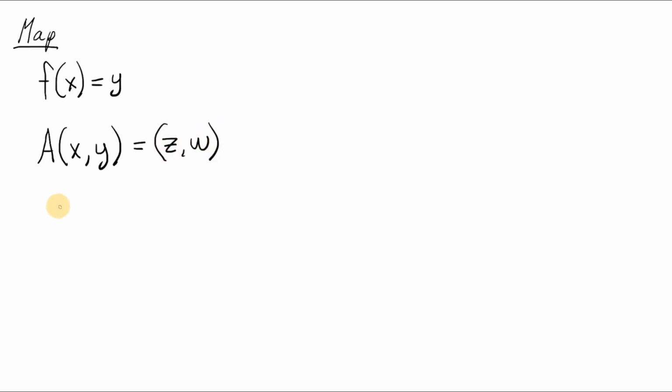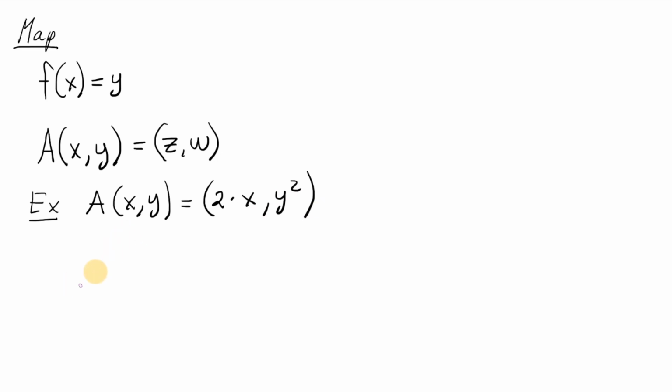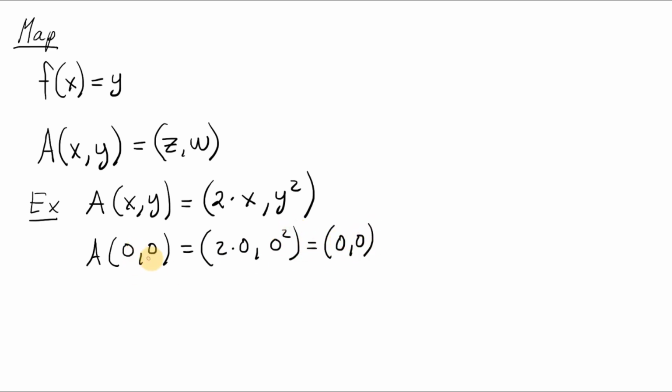An example of a map takes the first coordinate and makes it twice as large, and the second coordinate, square it. So what does this map do with the points? Let's take some examples here. What happens to the point 0, 0? It will be mapped to the point 0, 0. So the point 0, 0 will be mapped to itself.